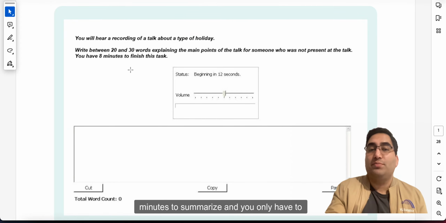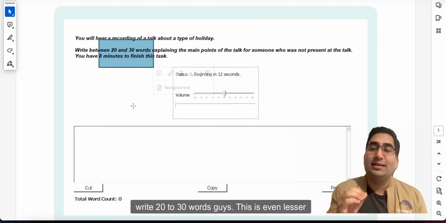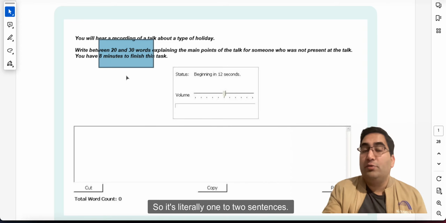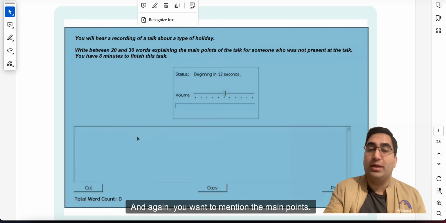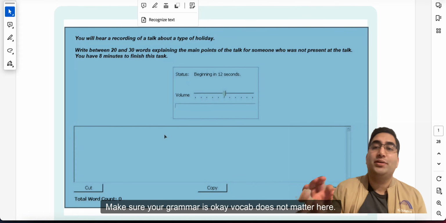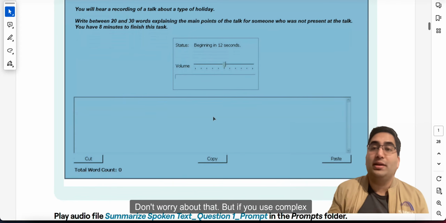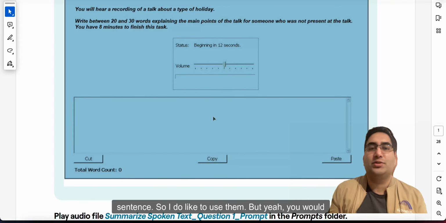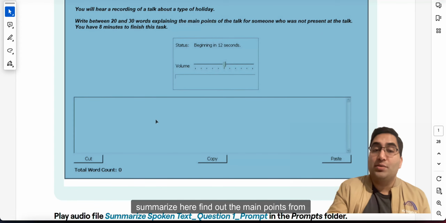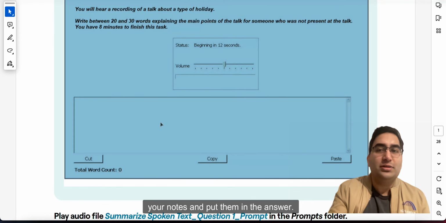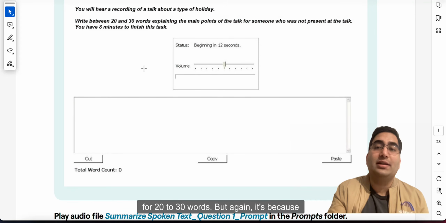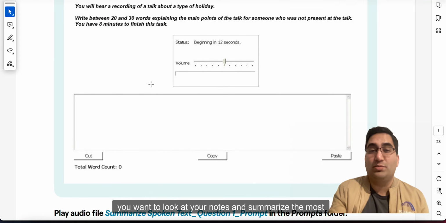When it stops, you have 8 minutes to summarize. And you only have to write 20 to 30 words. Guys, this is even lesser than the writing limit, which was 25 to 50. So it's literally 1 to 2 sentences. And again, you want to mention the main points, make sure your grammar is okay. Vocab does not matter here. Don't worry about that. But if you use complex sentences, you can put multiple pieces of information in one sentence. So I do like to use them. But yeah, you would summarize here, find out the main points from your notes and put them in the answer. You have 8 minutes, which is a lot of time for 20 to 30 words. But again, it's because you want to look at your notes and summarize the most important points.